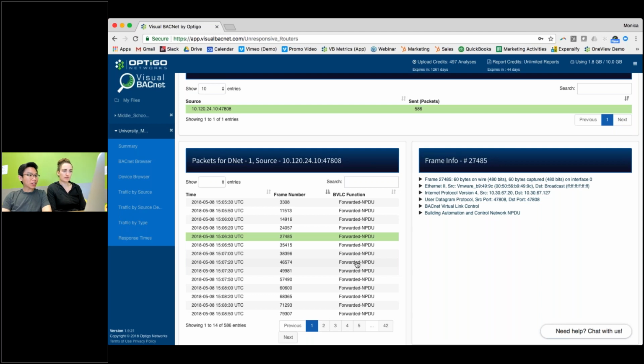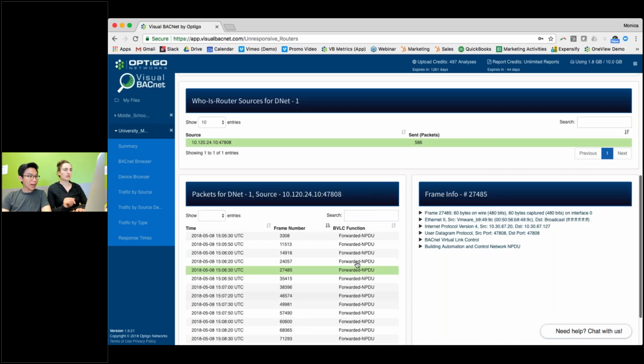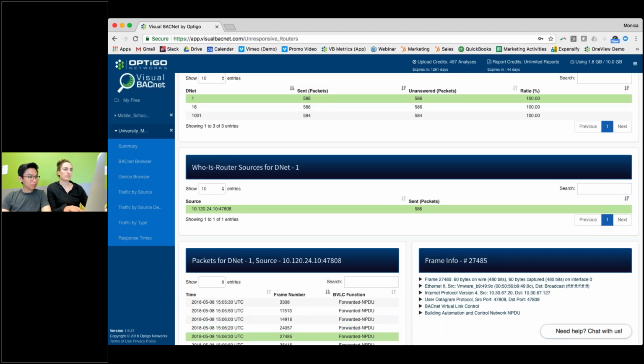So if the network should exist or it should be up, then check the router to that network. Otherwise, the source is configured wrongly to look for the network. Yeah. So hopefully you have a network list and you know if networks 1, 16, and 1001 should all exist. And if they should, then they are having some problems.